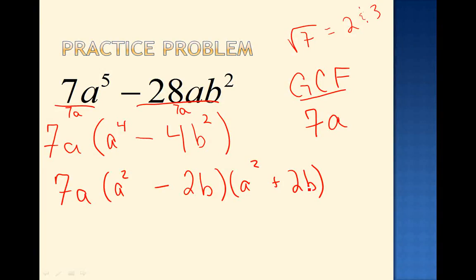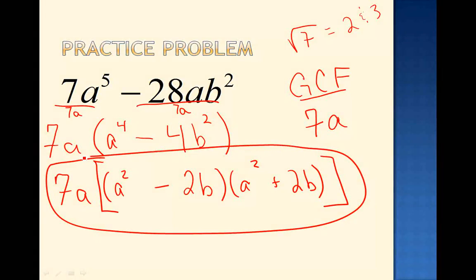Okay, now if we want to check this one, you would want to first FOIL or multiply those two binomials together. You'd want to do that process first and then distribute the 7a in to check and see that your answer is correct. But this whole thing would be our answer. So you can see that factoring can give us some pretty long results, but that doesn't mean that they're wrong in any way.